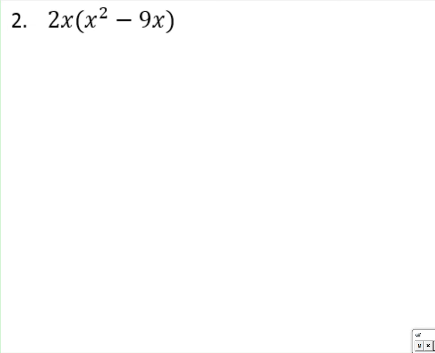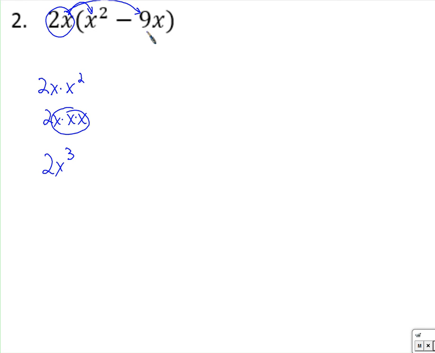In short, you would take this and distribute it to every term in the parentheses. So, what's 2x times x squared? 2x cubed, because let's look at 2x times x squared. That's just 2x times x times x. That's 3 x's we're multiplying together. To shorten that up, we just use a power of 3.